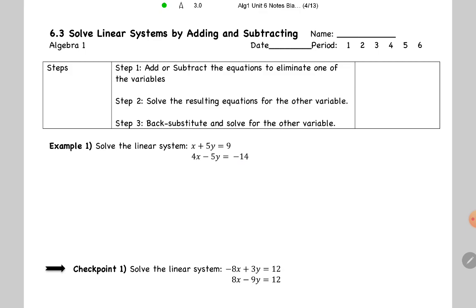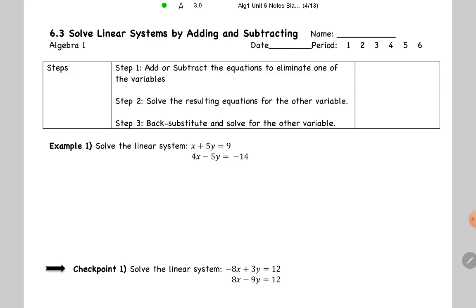what we do is we add the equations together so that a variable goes away. And once that variable goes away, we solve for the other variable and then back substitute it in to find the first variable.